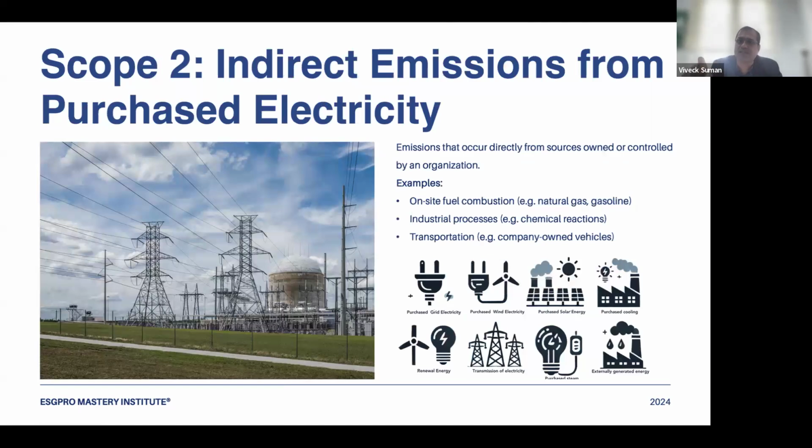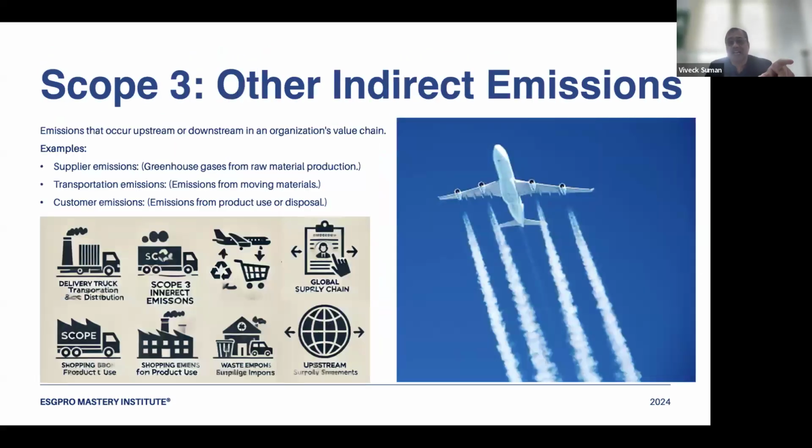Scope 2 is from purchased electricity, purchased steam, purchased heating. All that purchase, if it is happening, under indirect emission, is scope 2. Again, the examples are fuel combustion, industrial processes, and transportation that we need to see there. Scope 3 is, of course, other indirect emission, which is not under your control. The keyword here is not under your control.